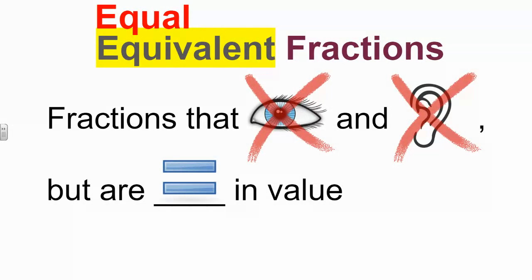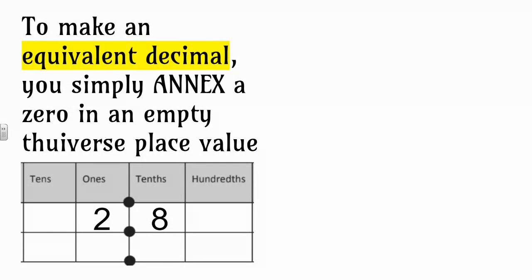We're working with fractions. So today's lesson is going to be on how to understand and make equivalent fractions. Fractions that look different and sound different when you say them, but really are equal in value. They mean the same thing. So to make an equivalent decimal, we know that all we need to do is just annex a zero into an empty thousandths place value, and you create an equivalent decimal.